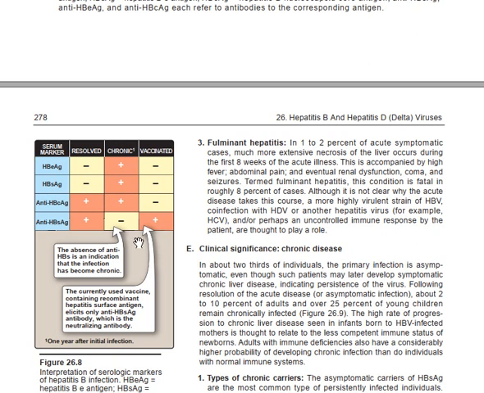Is it clear? But now, if you see all of these are negative, but the patient has anti-hepatitis B surface antibody, it means that the patient has been vaccinated against hepatitis. If you see this is negative, it means that the patient does not have hepatitis and is not infectious, and if the patient has anti-hepatitis B core antibody, it means that the patient has been infected in the past and then he has resolved. Is it clear?